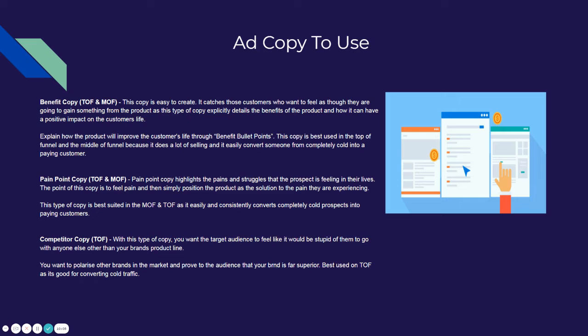And then you have pain point copy, which highlights the pains and some of the struggles that the prospect is feeling in their lives.